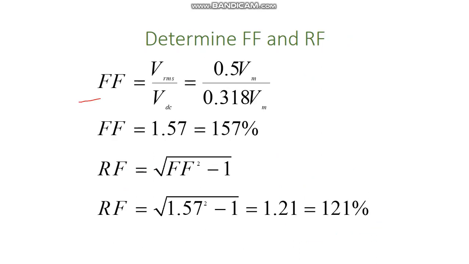The next is form factor. Form factor can also be calculated using its definition, which is VRMS over VDC. This is very simple and turns out to be 157%. Similarly, ripple factor can be calculated as the square root of form factor square minus 1, which is equal to 121%.